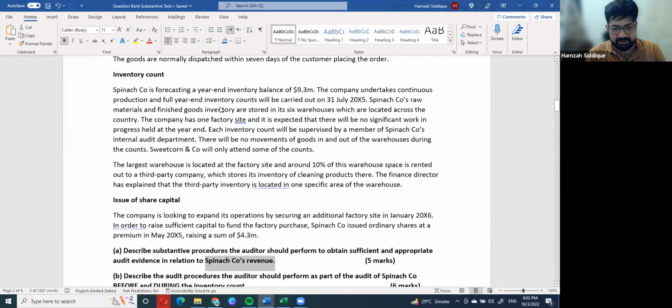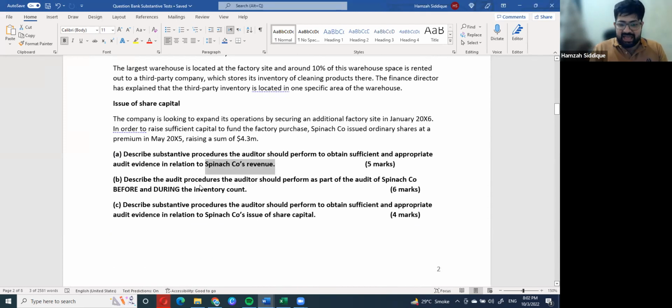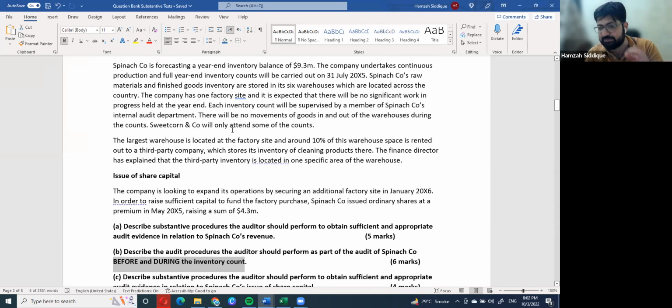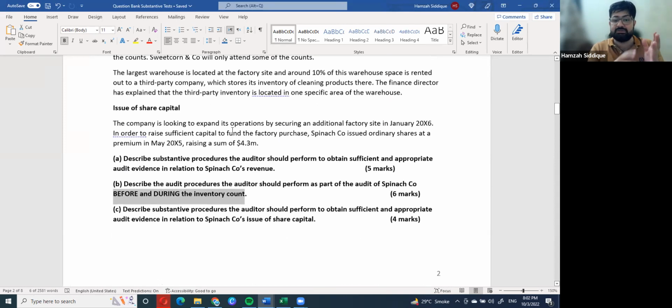Don't you worry. Then describe the audit procedure the auditor should perform as part of the audit of spinach company during and before inventory. Now this is the easy part, because it is basically knowledge based. If you have good knowledge, then you can write about it.